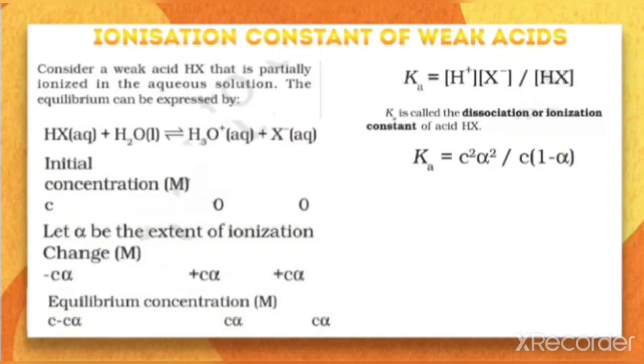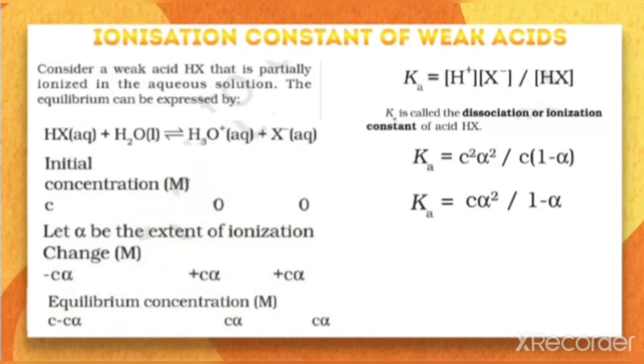Now from here, one of the C's we can cancel, because on the denominator side there is one C, and on the numerator side there are two C's. So one C we can cancel. So what will we be getting? We'll be getting it in this way, that is Ka is equal to C alpha square by 1 minus alpha.